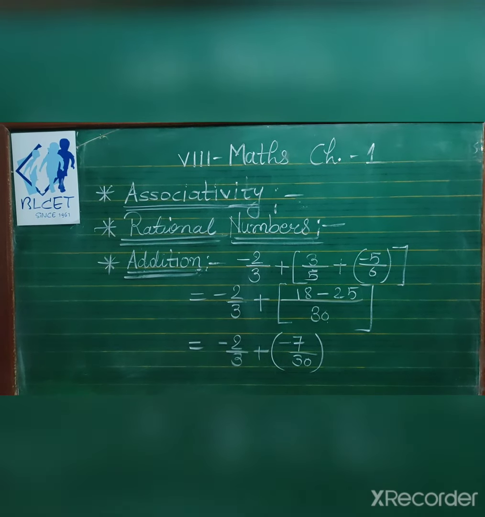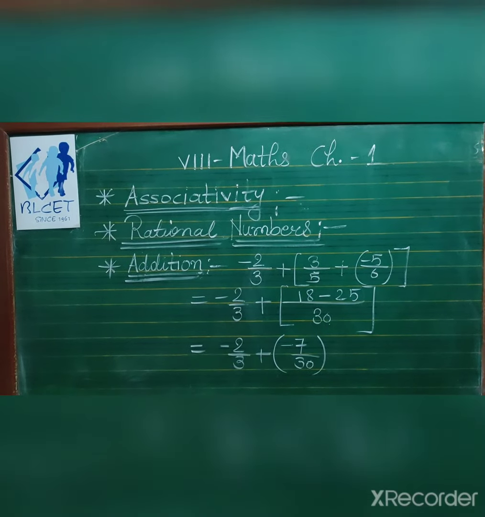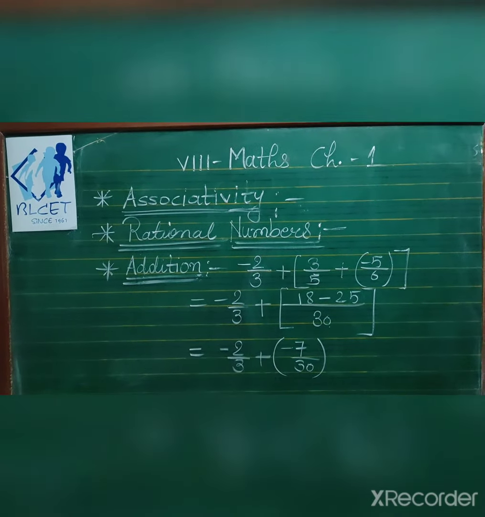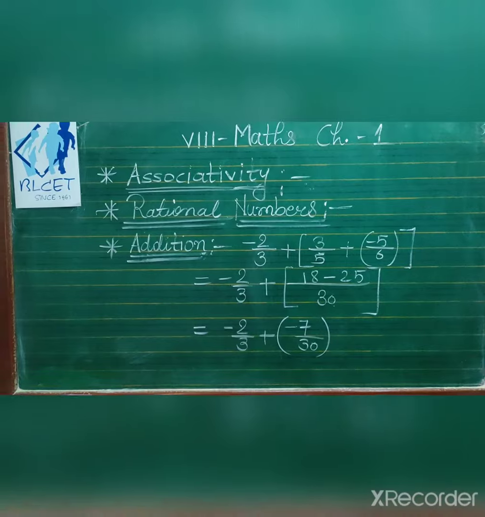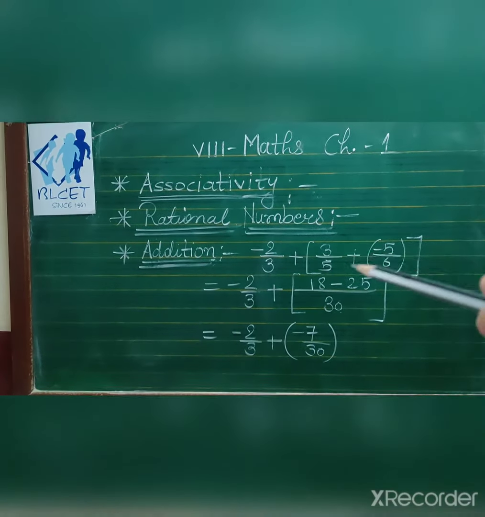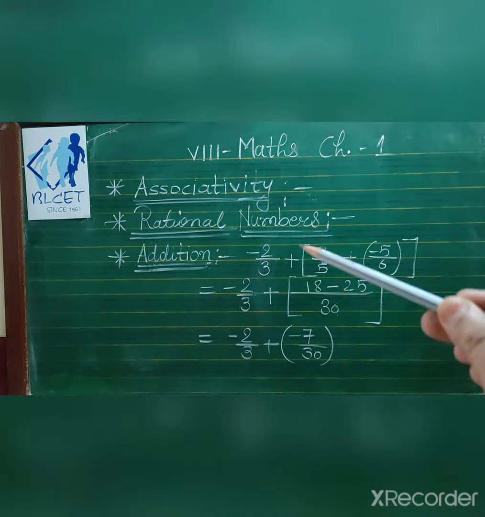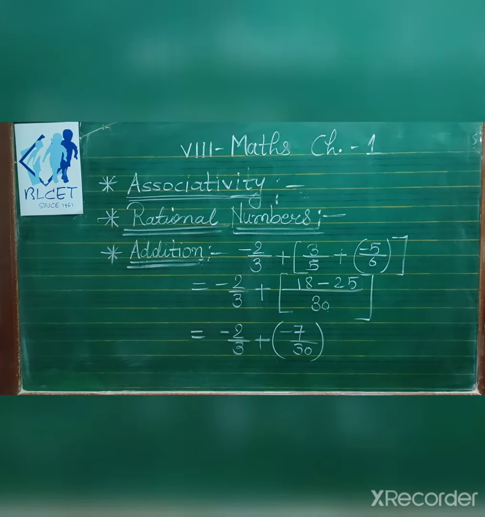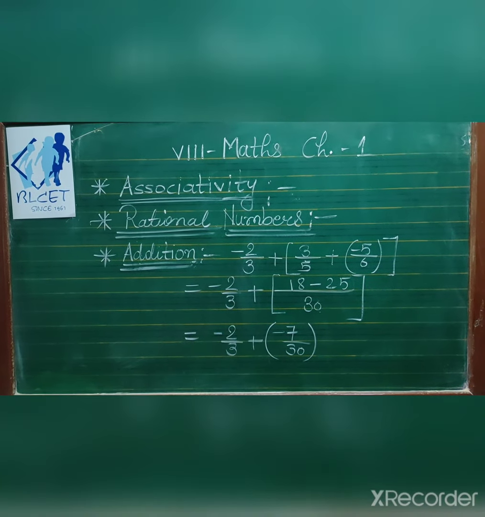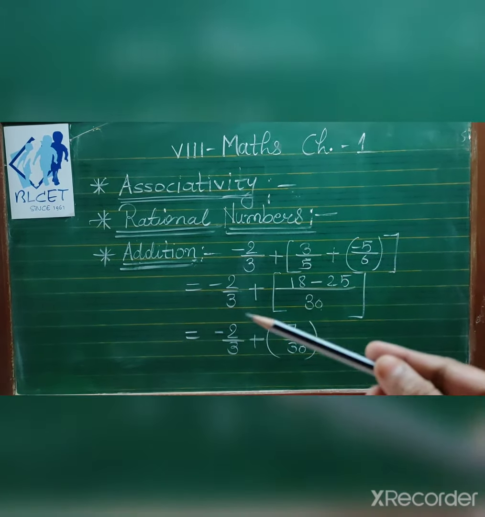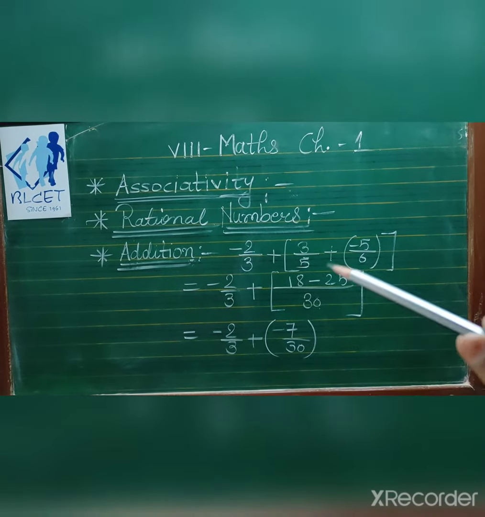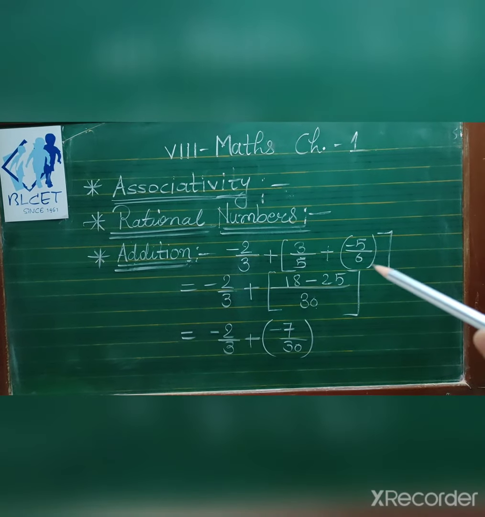Now we will check the associativity property for rational numbers for addition. See here, a plus the bracket b plus c. In place of a, minus 2 upon 3, and b is 3 upon 5, and c is minus 5 upon 6. Now minus 2 upon 3 as it is, plus 3 upon 5 and minus 5 upon 6.